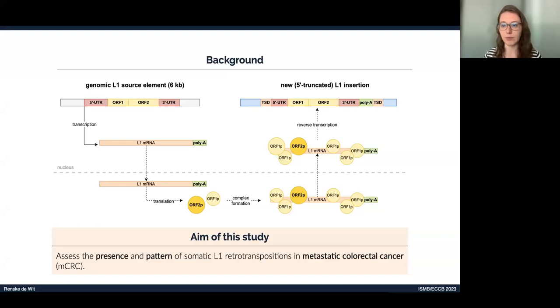So to understand their role in cancer development better, recent work by the PCAWG Consortium has studied thousands of primary tumor tissues and identified 124 recurrently active LINE-1 sources. In this project, we want to follow up on this work and study the presence and the pattern of LINE-1 activity in colorectal cancer, and specifically metastatic colorectal cancer.